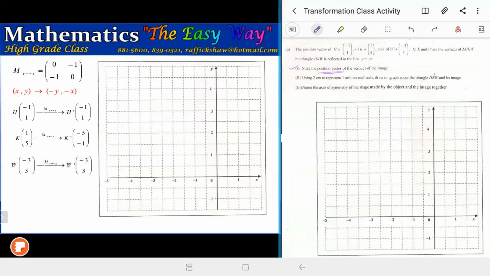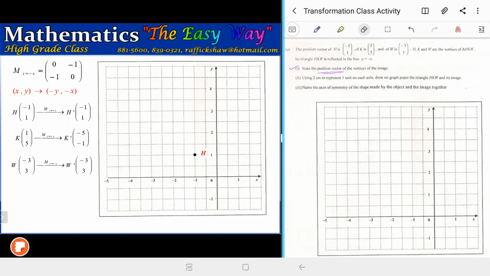Then the second part now wants us to actually show it. It says use a scale of 2 centimeters to represent 1 unit on each axis. Draw the graph, draw on graph paper triangle HKW and the image. So they want us to draw those two triangles, triangle HKW and H prime, K prime, W prime. So putting those points in.